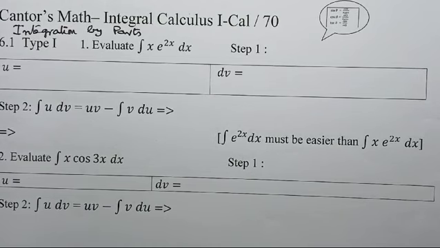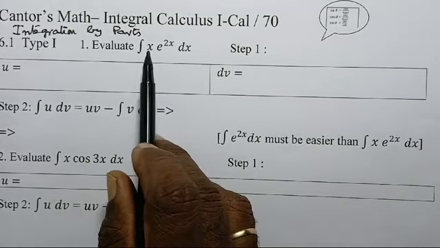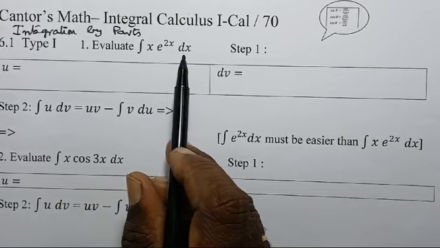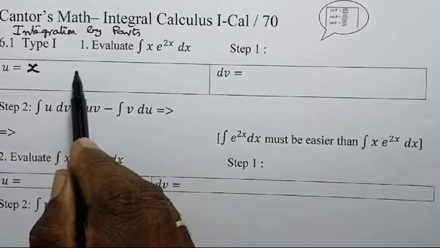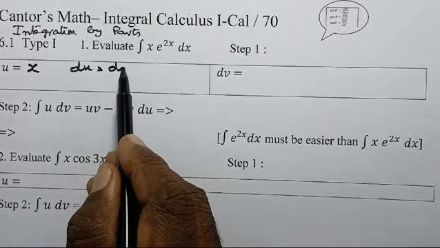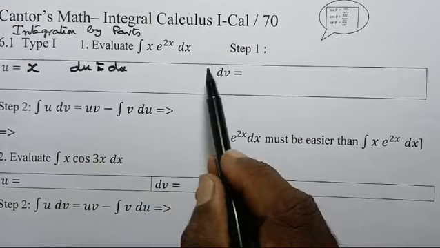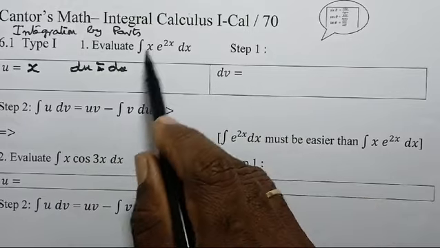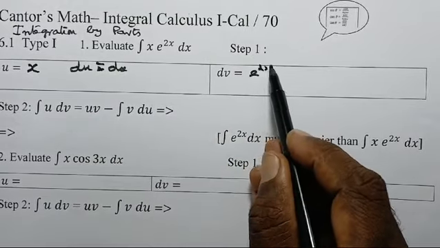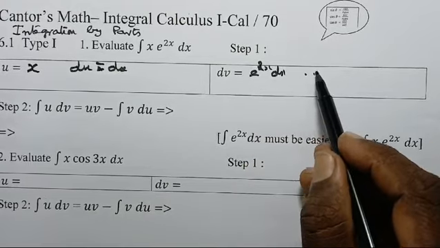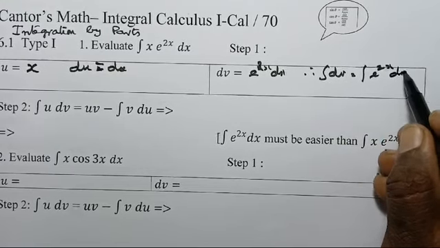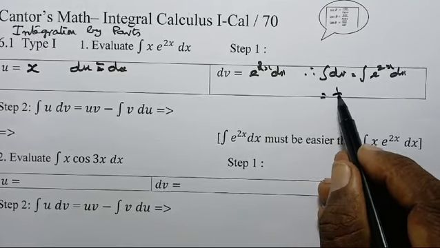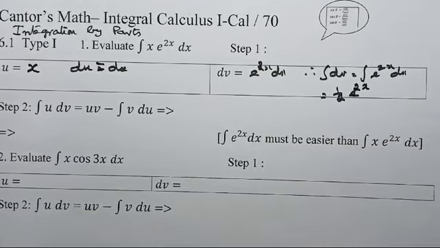Problem number 1. Evaluate integral x e^(2x) dx. Here in type 1, if you have x or x^n times e^(2x) or e^(3x) dx, then you take x as u. So u equals x, and differentiating, du equals dx. Next, dv equals e^(2x) dx. Therefore, integral dv equals integral e^(2x) dx, which equals 1/2 e^(2x).